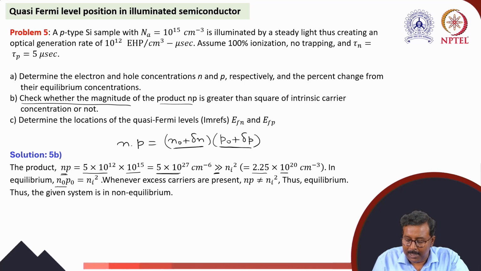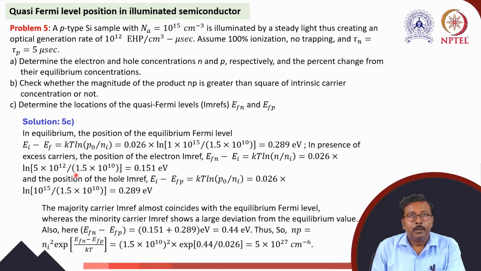For equilibrium, N0 times P0 means equilibrium values, that's why 0 is there. If the product of n and p were equal to ni squared, then it would also be in equilibrium. But this is obviously not equilibrium. So the illuminated semiconductor is not in equilibrium. N0 P0 is equal to ni squared, while np is much greater than ni squared. Thus equilibrium is deviated. This is the second part of the problem.